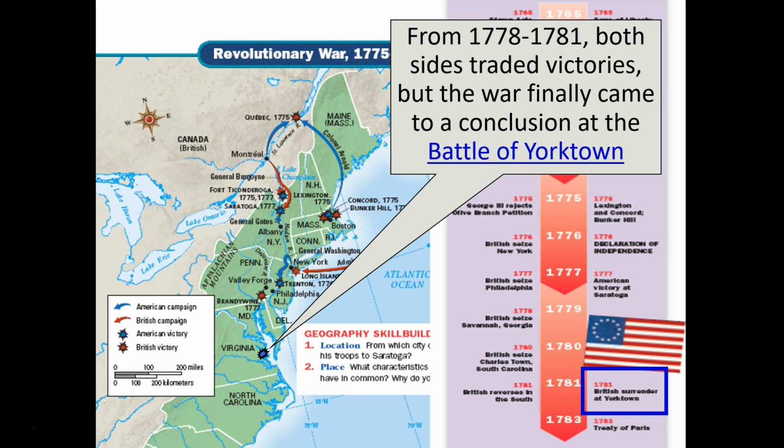And throughout 1778, 79, 80, and 81, victories are going back and forth. The British win some, the Americans win some, but the final conclusion comes at the Battle of Yorktown, 1781. And so I want to show you a little clip from America, the Story of Us that kind of gives you a better picture of the Battle of Yorktown.